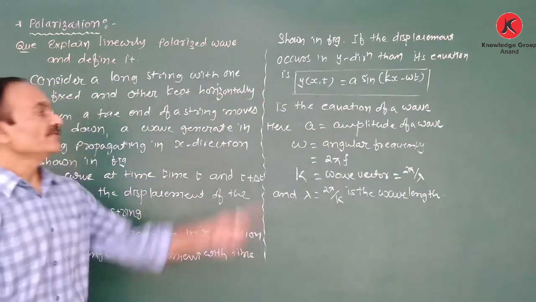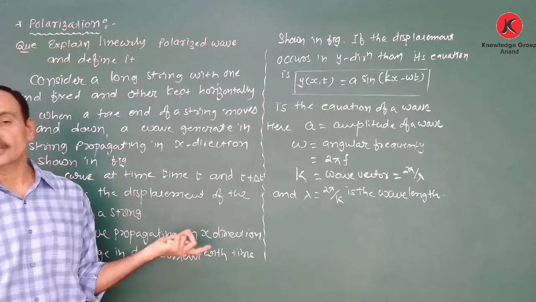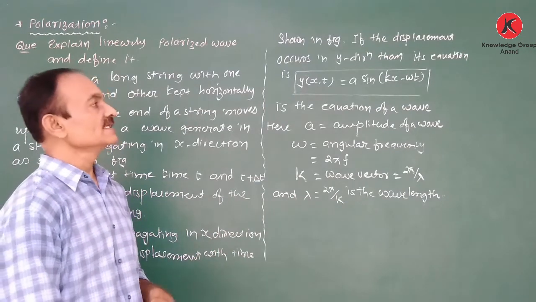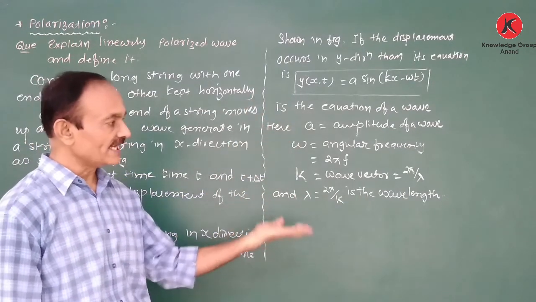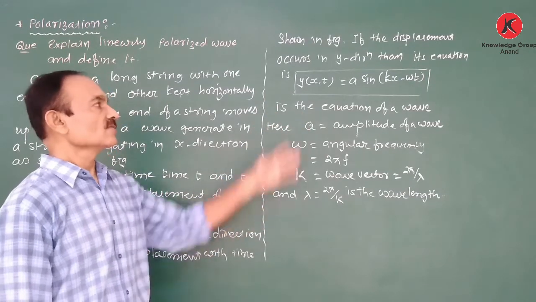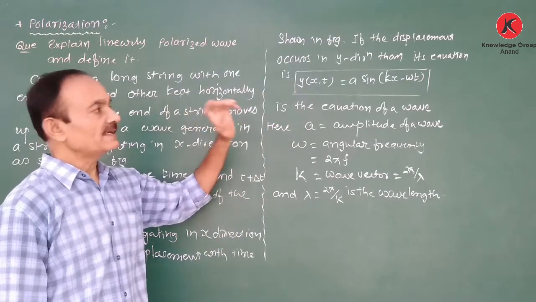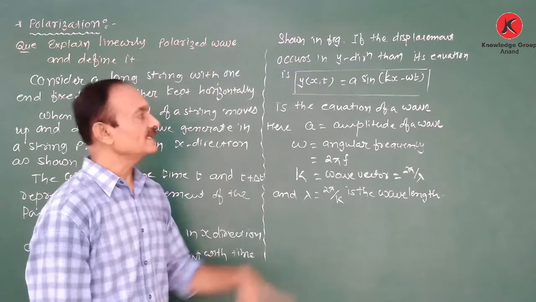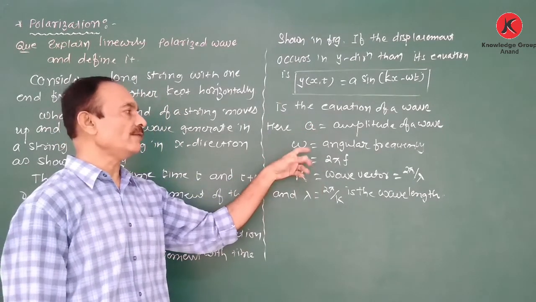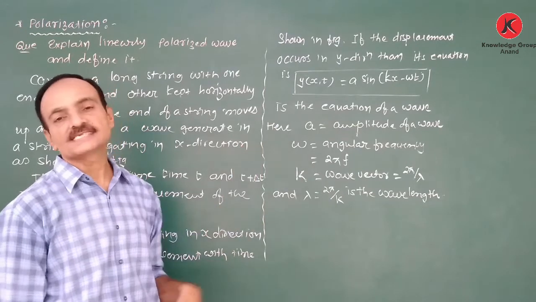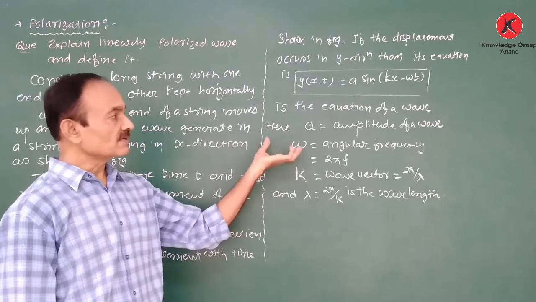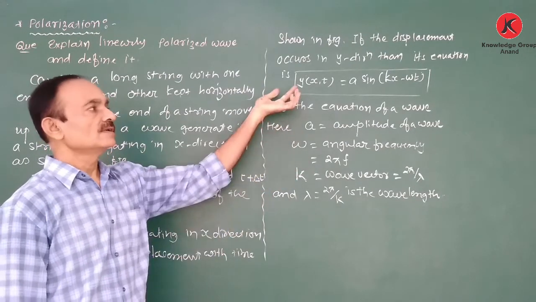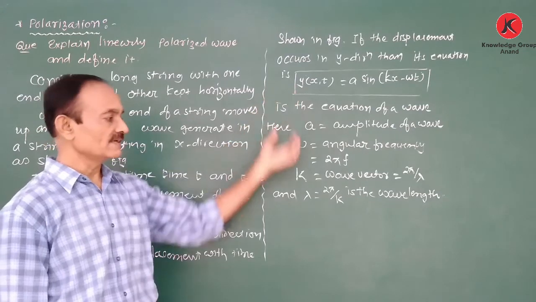So, during the wave, whatever displacement of the particles of the string occurs, that means the disturbance occurs in the string, and due to this disturbance the particles of the string will oscillate along the y direction. The equation of the displacement is represented by y = A sin(kx - ωt). Here A is the amplitude of the wave, ω is the angular frequency, and k is the wave vector. We already learned about this equation in 11th standard. Now, which type of wave is represented by this equation? Here we discuss.